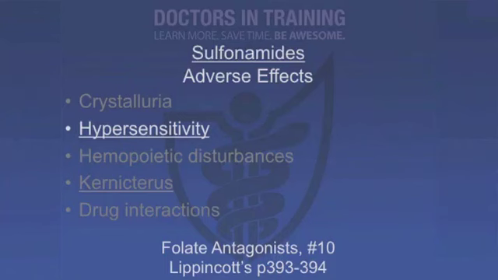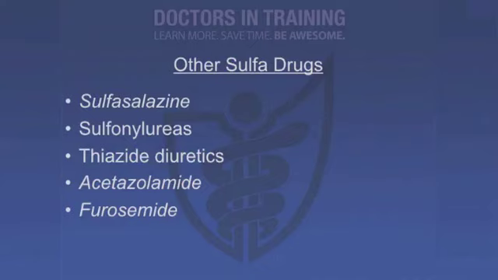Another adverse reaction is hypersensitivity. So you'll see rashes, angioedema, Stevens-Johnson syndrome, which is also fairly common, and that's seen more often with the longer-acting agents. Those patients that are sensitive to sulfonamide should not be given other sulfa drugs. So what does that include? Well, sulfasalazine, sulfonylureas, thiazide diuretics, acetazolamide, and furosemide.